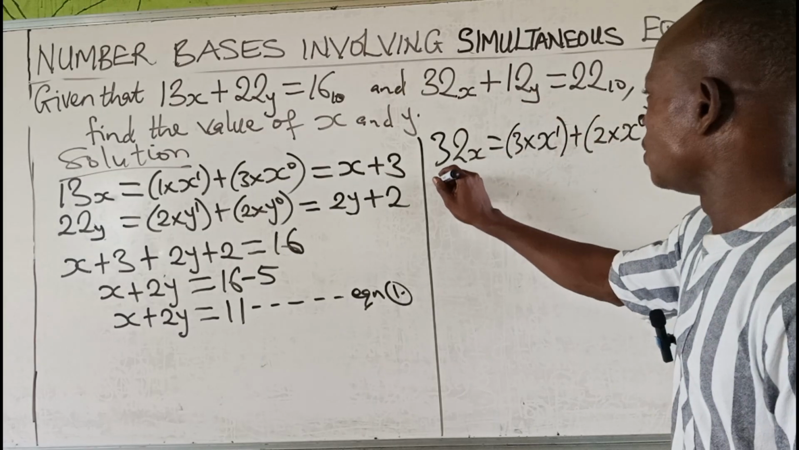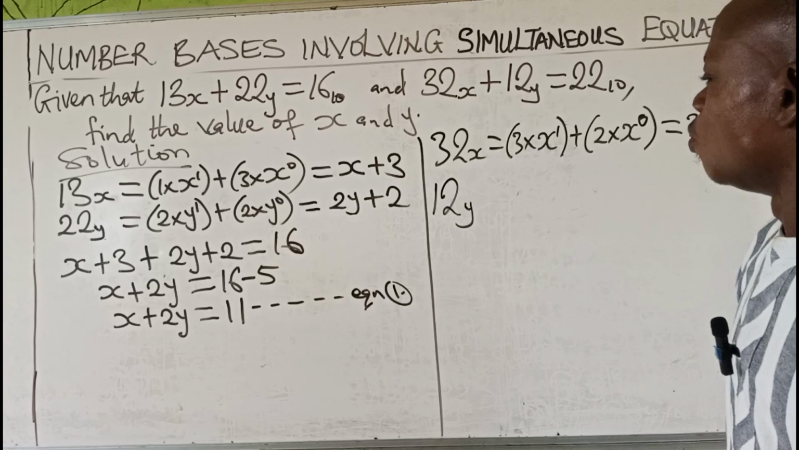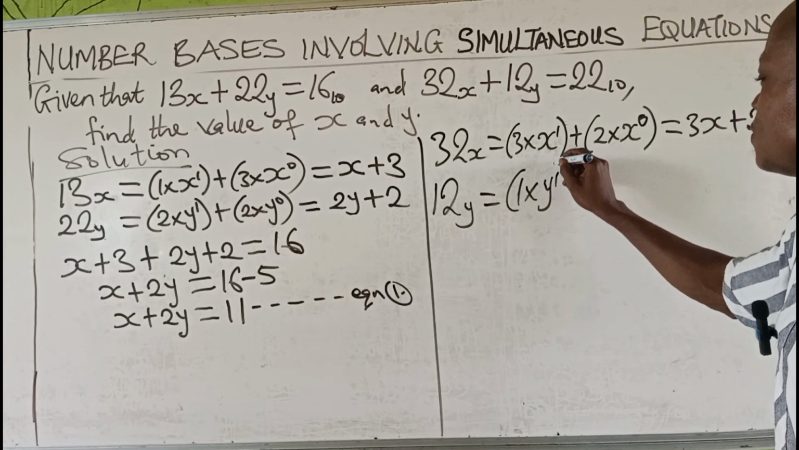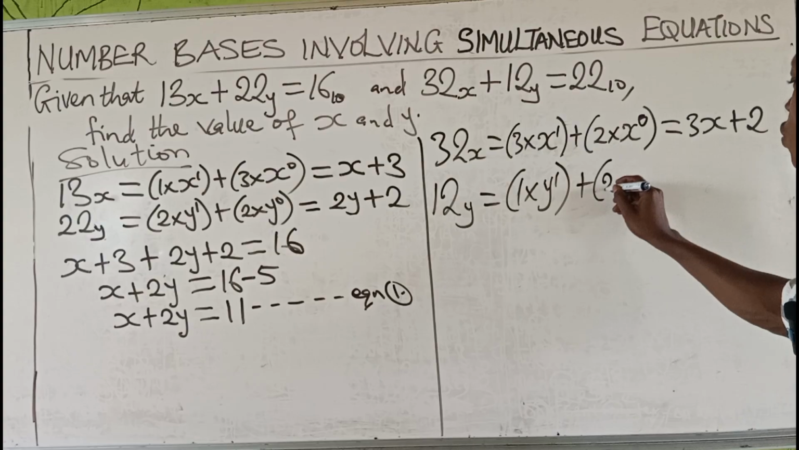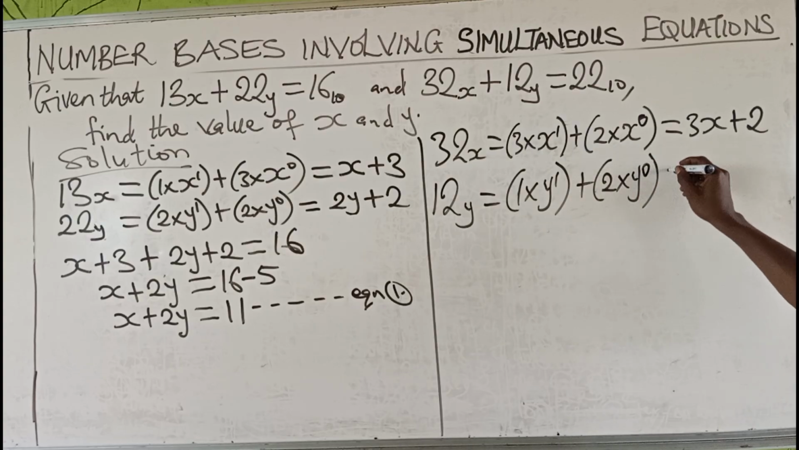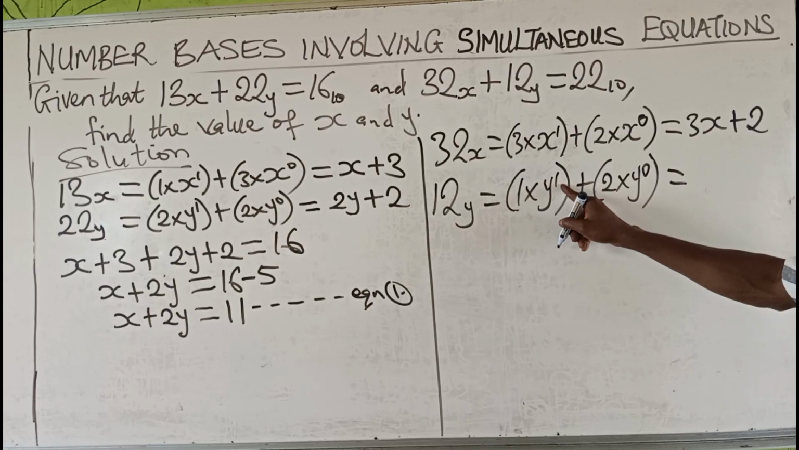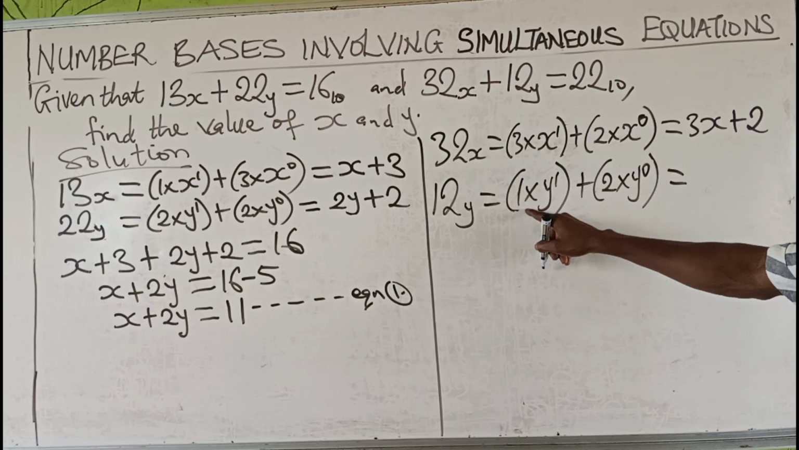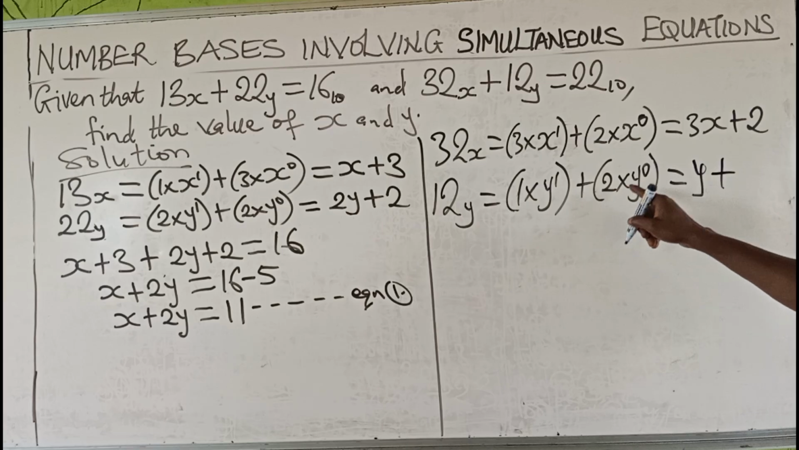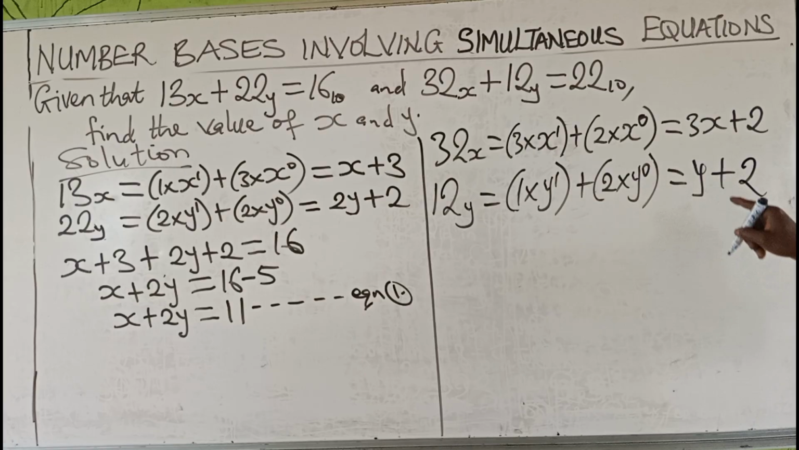Then for this, we have 12 base y. That will be equal to 1 times y raised to power 1 plus 2 times y raised to power 0. Now, y raised to power 1 is y, please. Then 1 times y is y. Then plus y raised to power 0 is 1. The 2 times 1 is 2. So we have y plus 2 here.